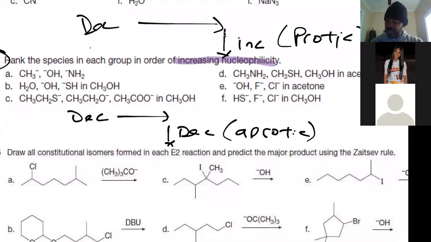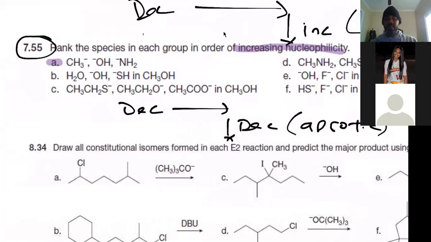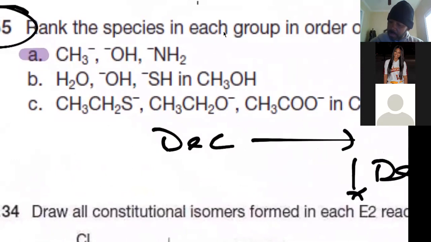So let's start out. We can run through all of these. Let's start with A. In A, there's no solvent indicated, so it's assumed to be aprotic. What you're comparing here is carbon, oxygen, and nitrogen. The trend is decreasing from left to right, and in an aprotic solvent, decreasing from left to right and decreasing from top to bottom. All right. So what do you think?